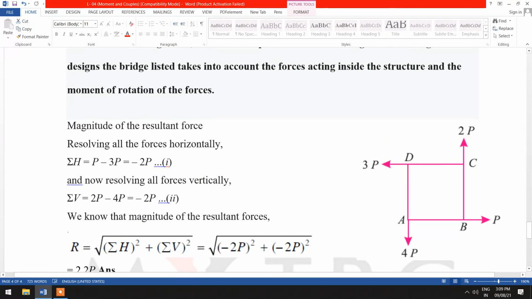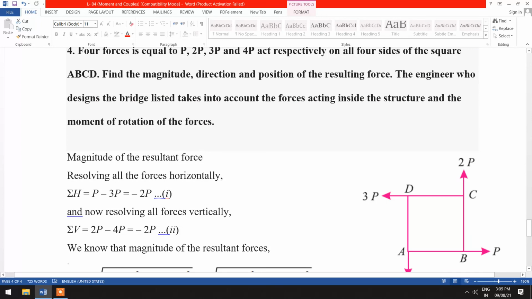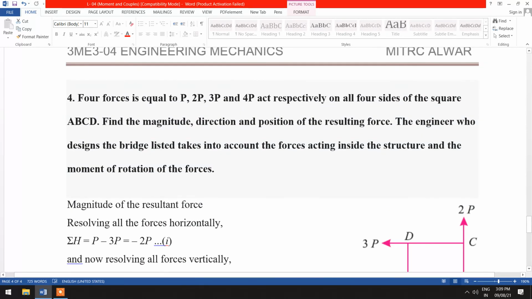Remaining some more problems are there, so you can do them by yourself and find the results. In a similar way, you can also solve other numericals based on this concept.